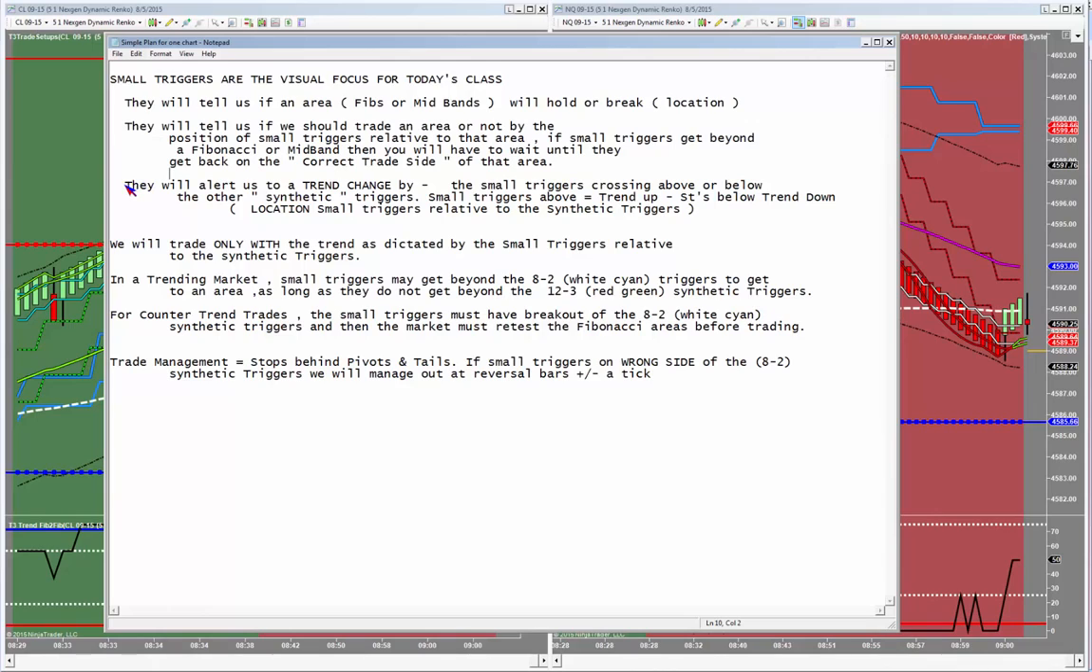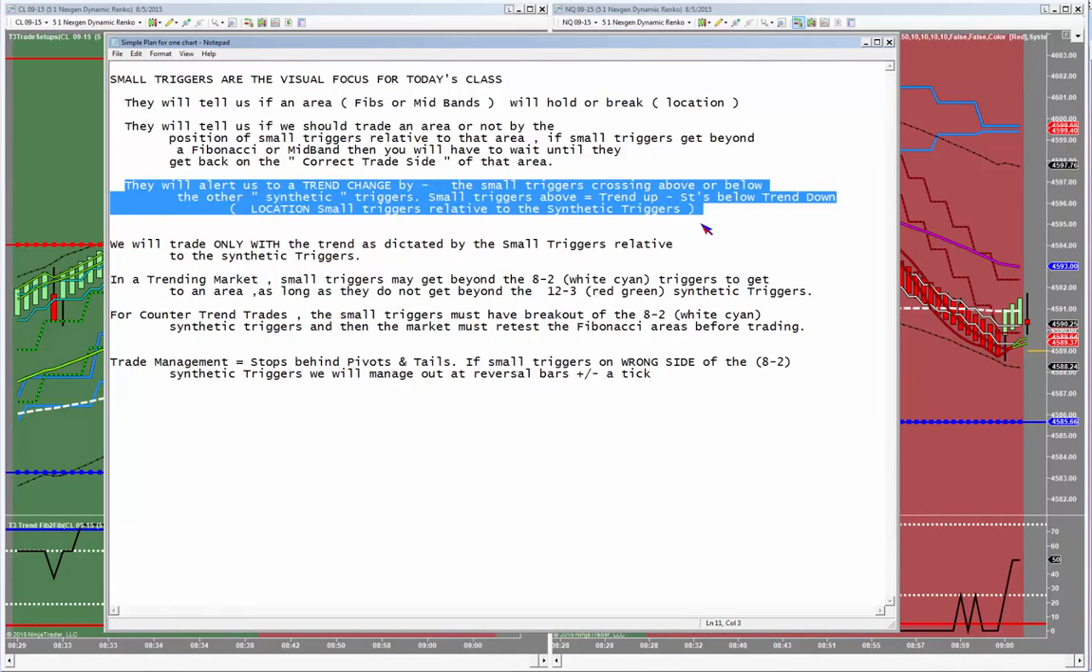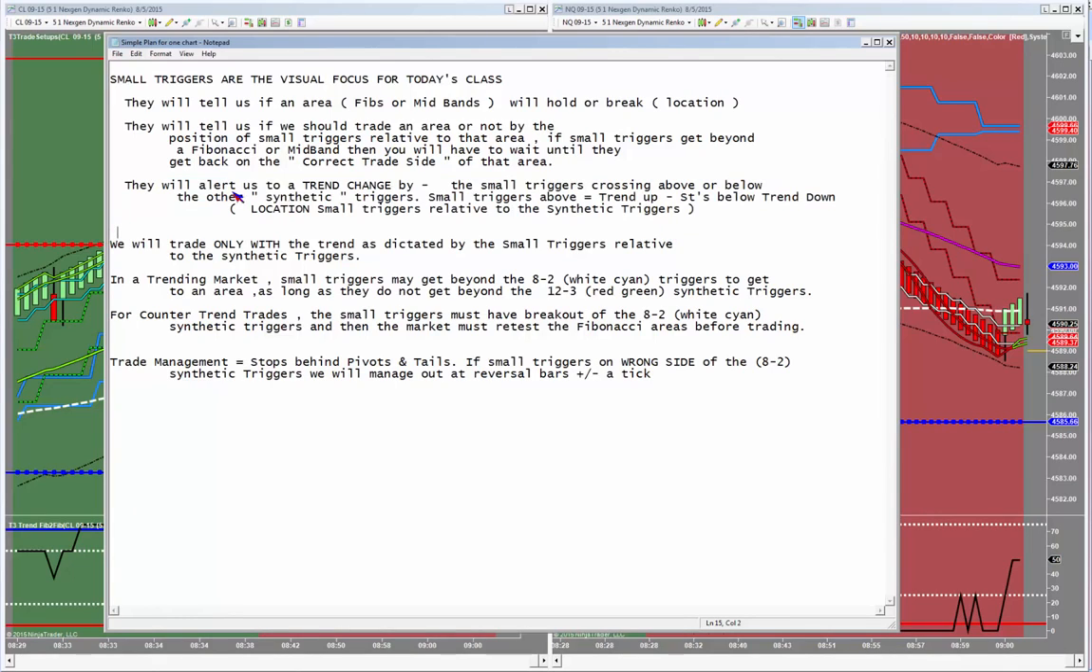And then we also, obviously, for those of you that have been around, for those of you that are new, the small triggers will alert us to a trend change by simply crossing above or below the other synthetic triggers. So if the small triggers are above the other synthetic triggers, trend is normally up. If the small triggers are below, so what we're talking about is location of the triggers, small triggers relative to our synthetic triggers. So we're going to do our normal trend trades, right?